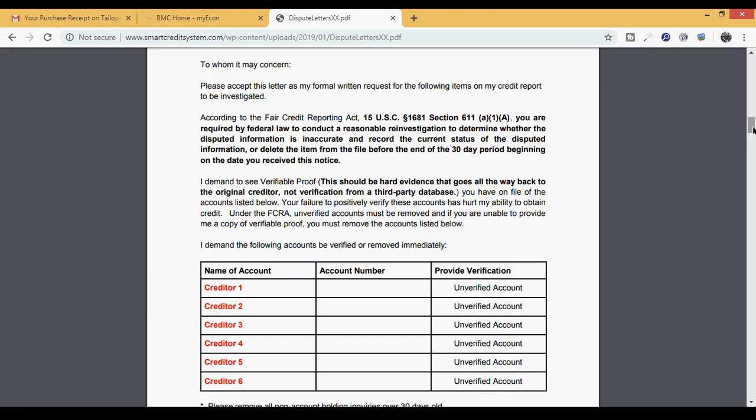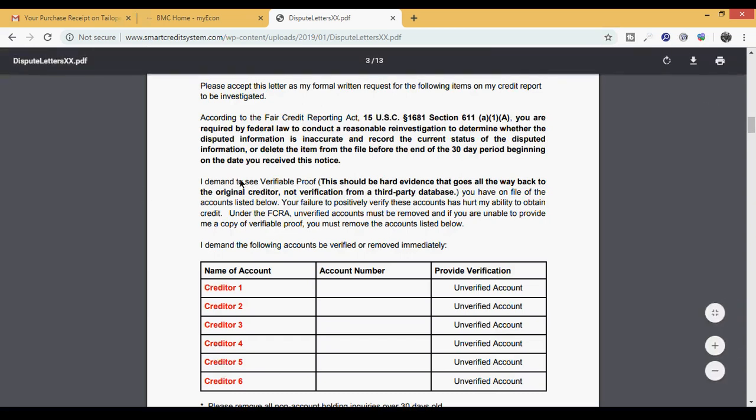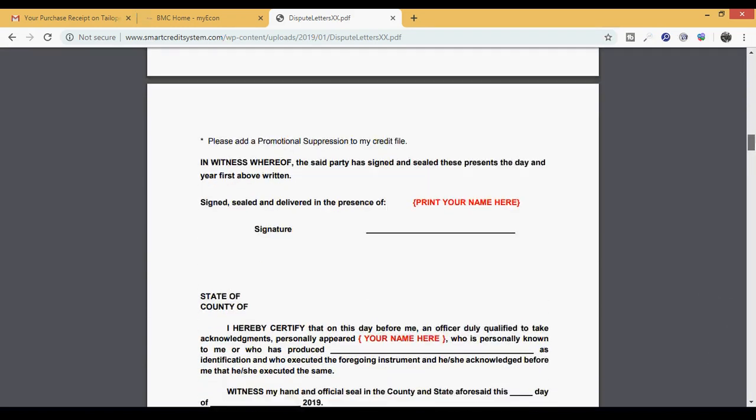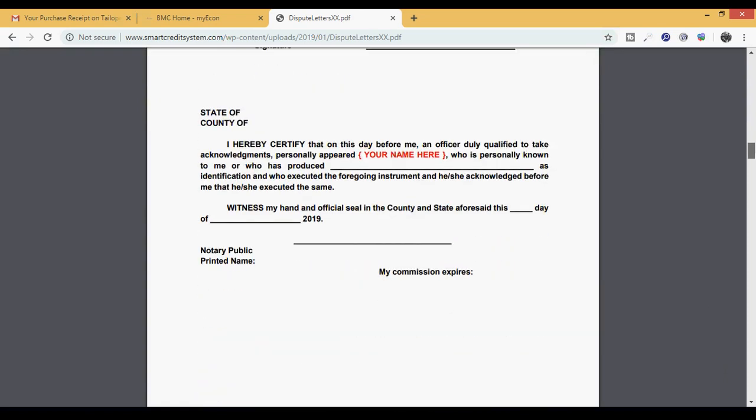Now, as you can see, and we didn't touch on this per se, but day one or the first letter is them verifying the debt. And you can see it right here where it says, I demand to see verifiable proof. So that's how you know what letter you're dealing with. Of course, we got them in the order that they should be sent out. And once you fill out everything, you sign it, and then there's the location for you to get it notarized.